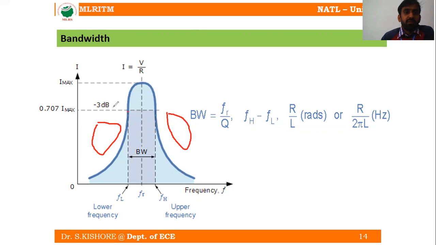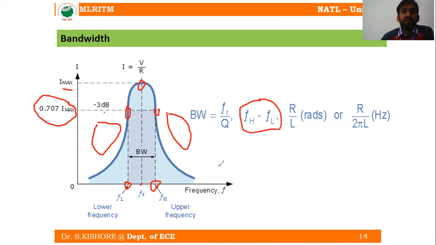So here is your 3 dB point, which is nothing but 0.707 times the maximum current. So what is the maximum current? Imax. So 0.707 into Imax is going to be your 3 dB point. At this 3 dB point, you are marking 2 points with respect to the resonant frequency. The left portion is going to be your lower cutoff frequency and the right portion is nothing but your higher cutoff frequency. So the bandwidth is going to become equal to FH minus FL.